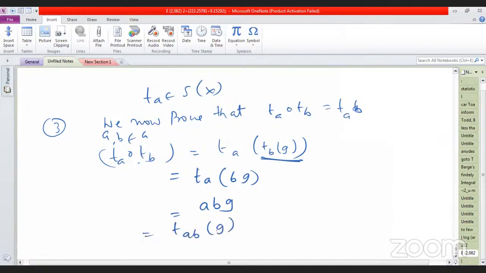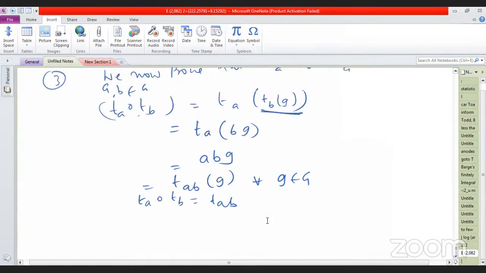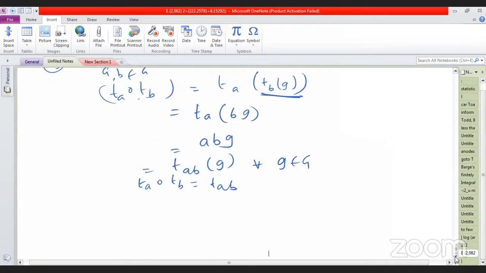We can write this for every g belongs to G. What I have taken? T circle of a, T circle of b, T_a T_b of g. So I'm writing bg. Then T will remove abg. So again, you are applying T of abg for every g belongs to G. So therefore, T_a circle T_b is equal to T of ab. It is correct? Okay, sir.